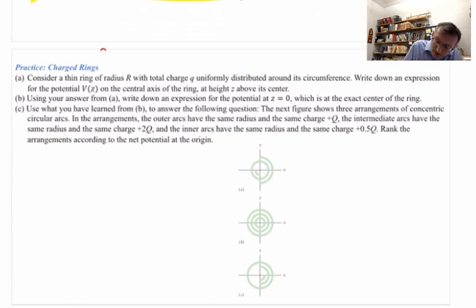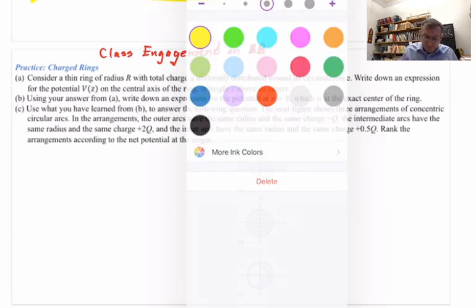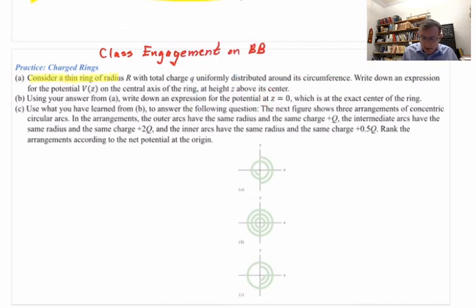This you can do for class engagement on Blackboard. Here's the first part. Consider a thin ring of radius r with total charge little q uniformly distributed around its circumference. Just a ring. Write down an expression for the potential V of z on the central axis of the ring at height z above its center.